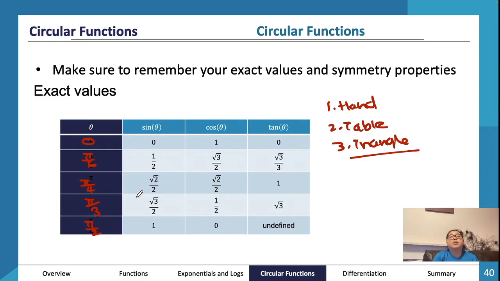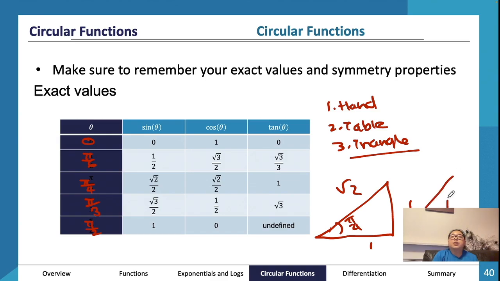But I find the 2 triangles for this are the first triangle, which is the 1, 1, root 2 triangle, so that's the pi on 4 triangle. And the other triangle is the 2, 1, root 3 triangle, which is the pi on 3, and this one is pi on 6. And using the triangle, you basically use SOHCAHTOA to find out what each of them are.